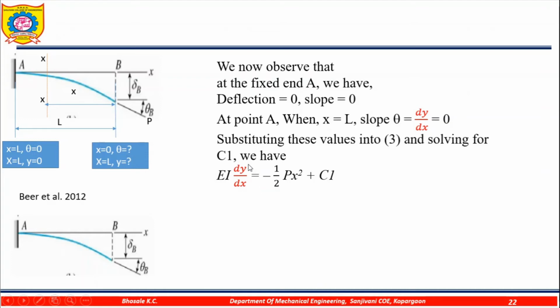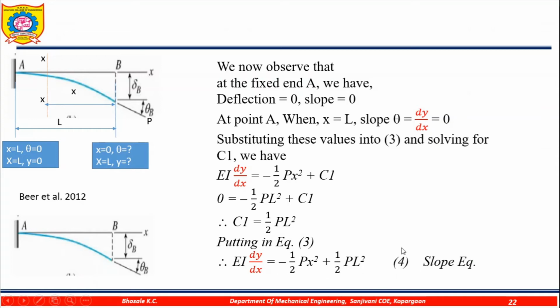So this becomes 0 at point A when we put the boundary condition. What is the value? This dy by dx slope is 0 when the value of x is equal to L. So we have to replace the value of x with L, and then find out the value of C1. So C1 will be equal to 1 by 2 PL square. So we will rewrite the equation.